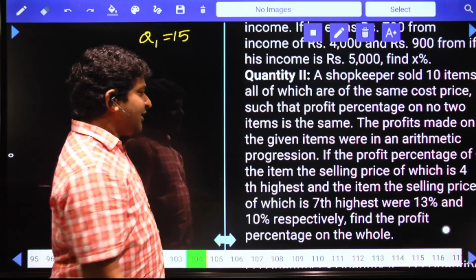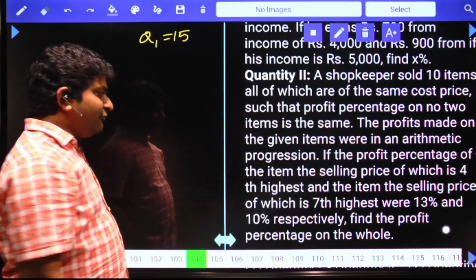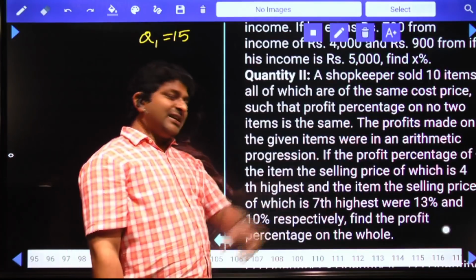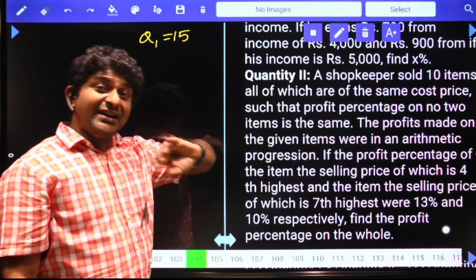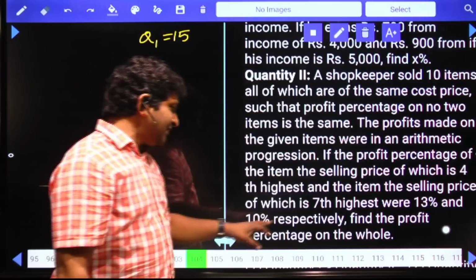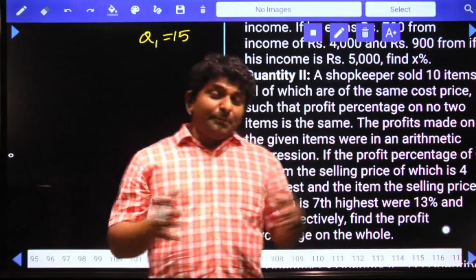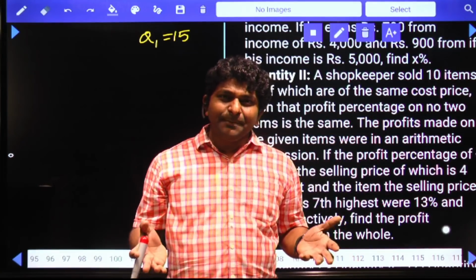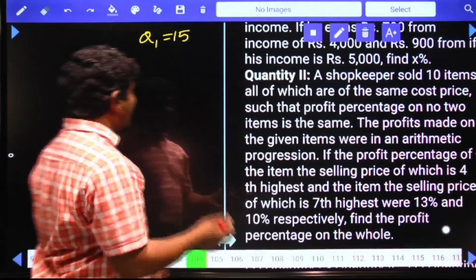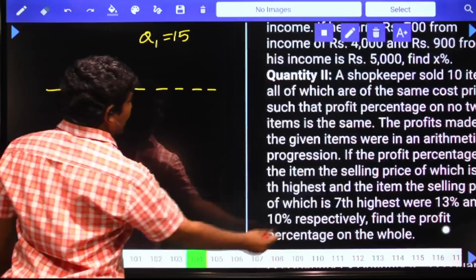If the profit percentage of the item the selling price of which is fourth highest and the item the selling price of which is seventh highest, fourth highest ki seventh highest ki selling price ఏదైతే ఉంటుందో దాని మీద వచ్చిన ప్రాఫిట్స్ 13% and then 10%. Find the profit percentage on the whole. On the whole profit percentage ante overall profit percentage. Overall in the sense, what is the exact meaning? Average. You're asked to calculate average. You clearly know that there are 10 items, 1, 2, 3, 4, 5, 6, 7, 8, 9 and then 10.